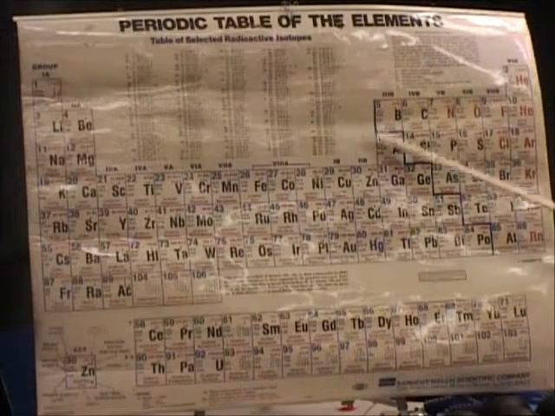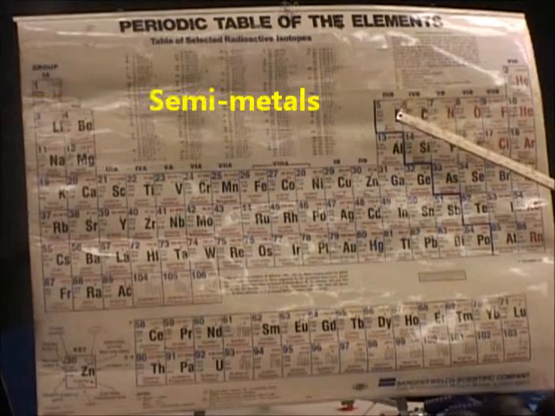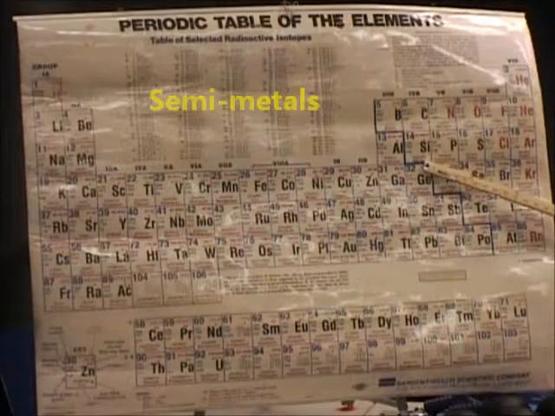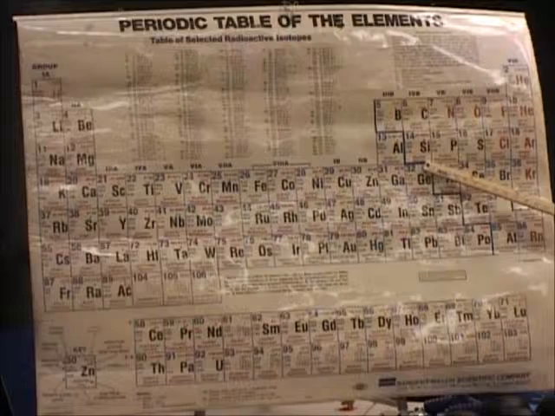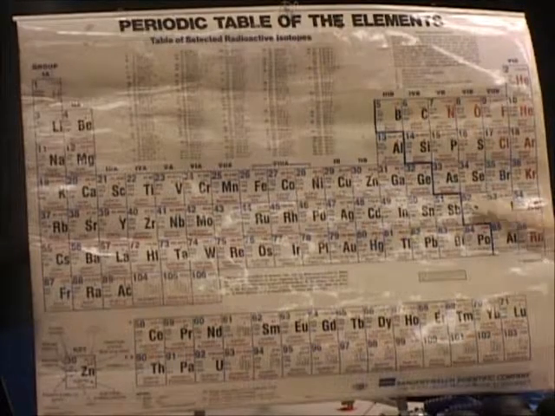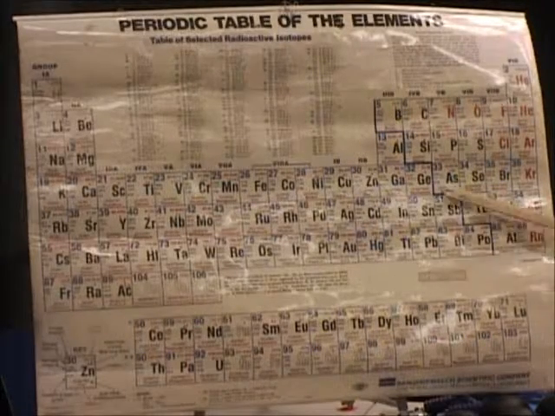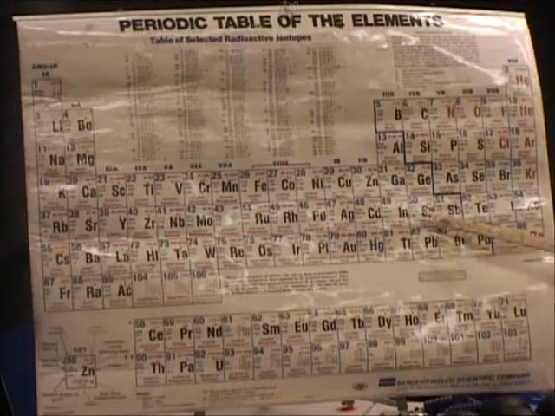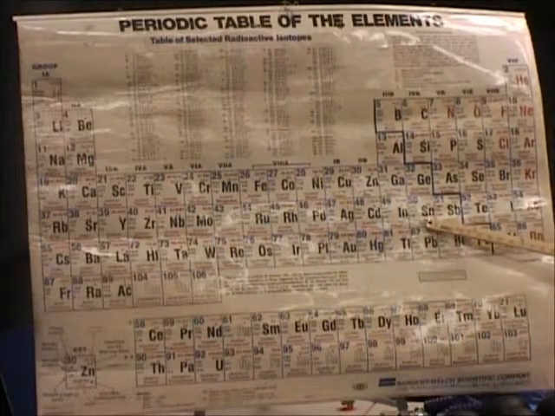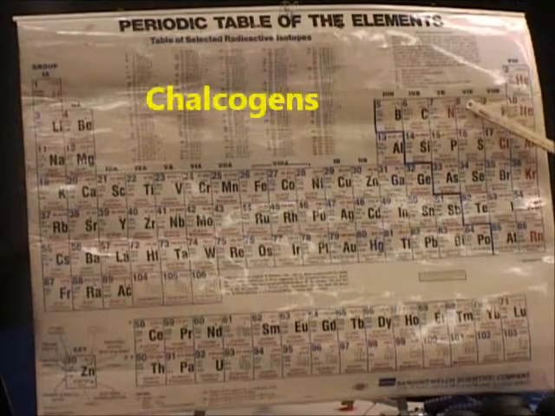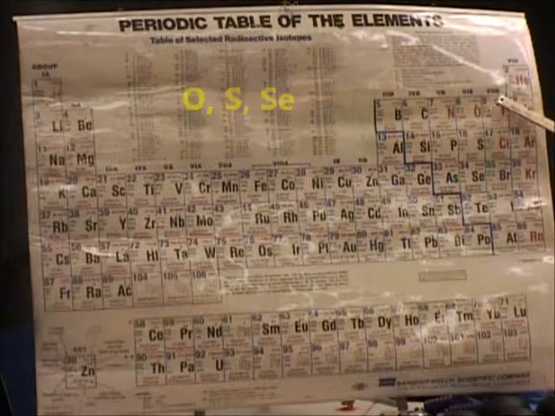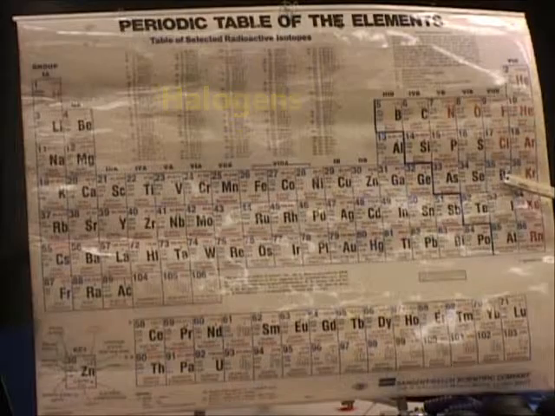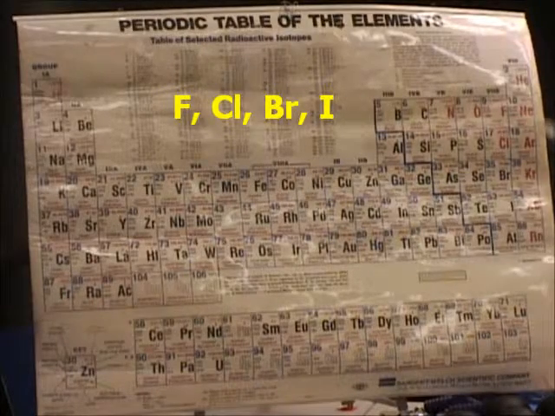And we have interesting groups over here. We have semi-metals. Silicon is a very important element in the computer industry. So you've got semi-metals and some other heavy metals over here. We've got lead and tin here, it's called stannous. And we've got the chalcogens, oxygen, sulfur, selenium, and the halogens, fluorine, chlorine, bromine, iodine, and so on.